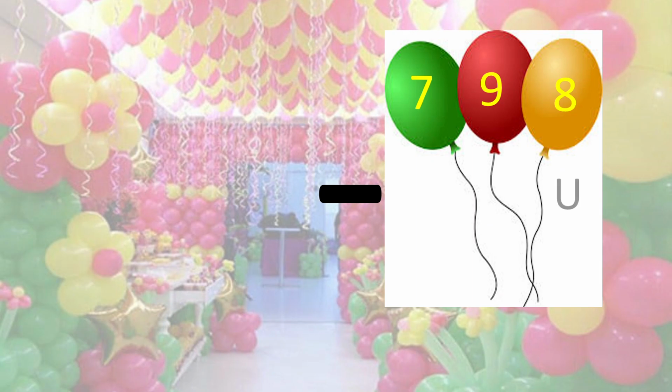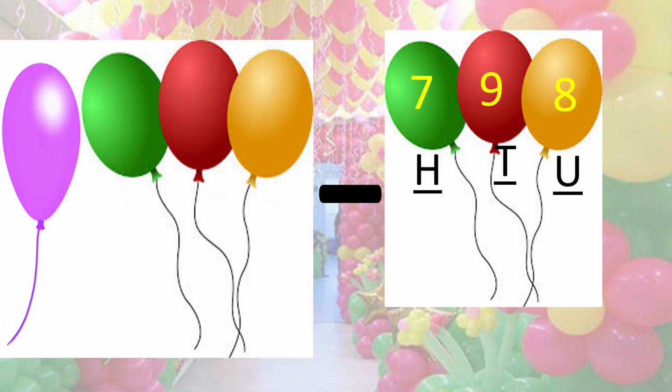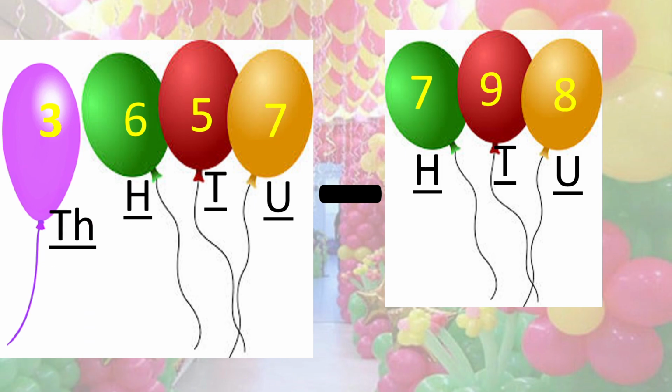798 has 8 units, 9 tens and 7 hundreds. The bigger number is 3,657. 7 is in units place, 5 is in tens place, 6 is in hundreds place and 3 is in thousands place. Let us arrange these numbers in vertical columns.